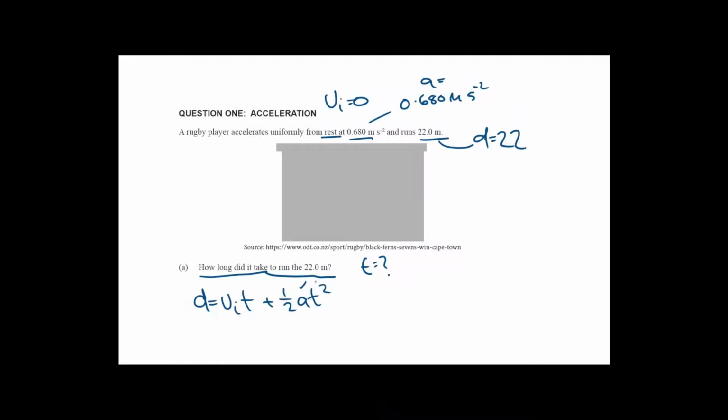We know what A is. We don't know what T is. We're trying to find it. We do know what Vᵢ is. It's 0. So this is going to go to 0. And we know that this is going to be 22. So 22 is going to be equal to half times 0.680 times T squared. And we're trying to solve for T squared.